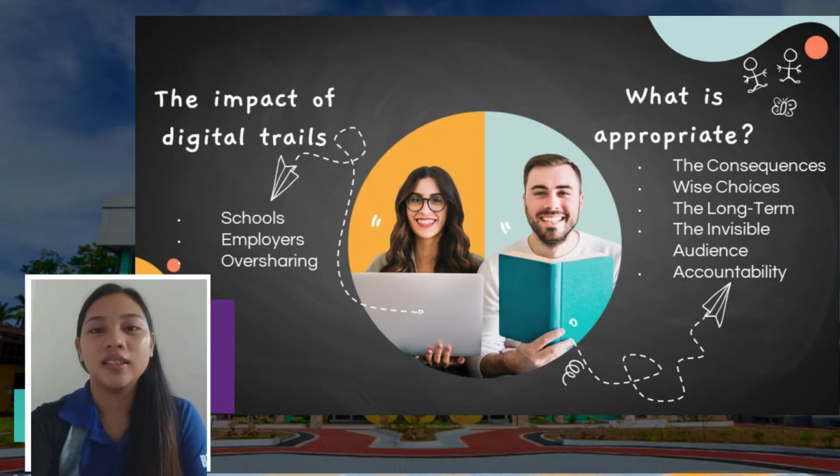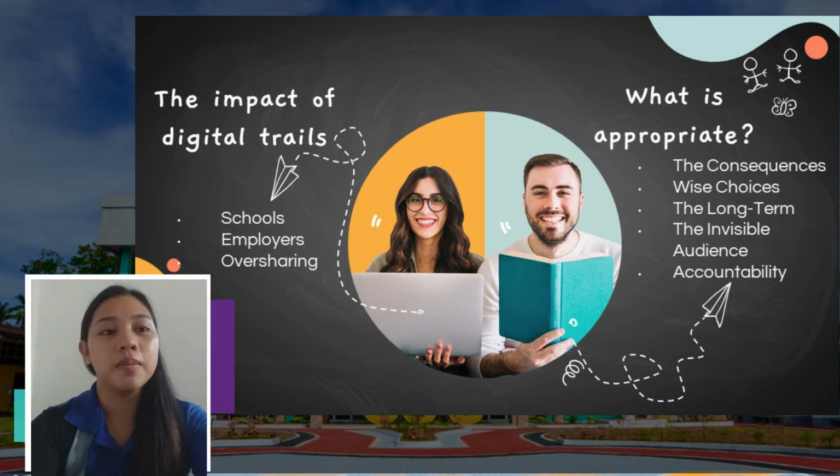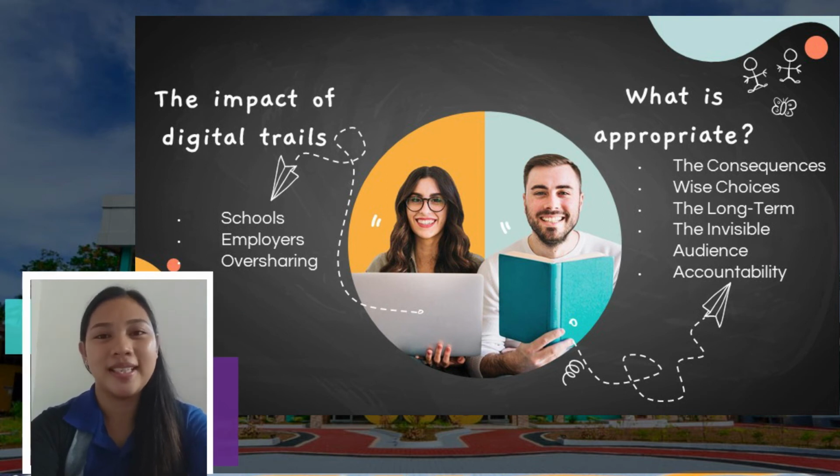Next, let us tackle the impact of digital trails on schools, employers, and oversharing. Let's have first the impact of digital trails in schools. Students compare different trails and think critically about what kinds of information they want to leave behind. There are also impacts of digital trails on employers and oversharing. Next is what is appropriate. First is the consequences, wise choices, the long term, the invisible audience, and the last one is accountability.